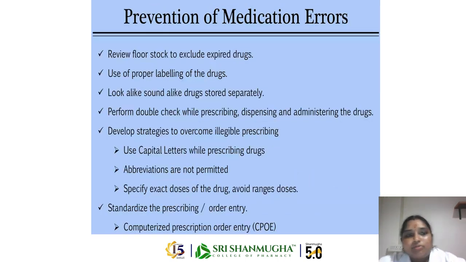Next, the prevention of medication error. Review floor stock to exclude expired drugs. Use proper labeling of drugs. Look-alike and sound-alike drugs should be stored separately. Perform a double check while prescribing, dispensing, and administering the drugs. Develop strategies, that is, use capital letters while prescribing a drug. Abbreviations should not be used. Specify exact doses of the drug. Avoid range doses. Standardize the prescription order and use computerized prescription.